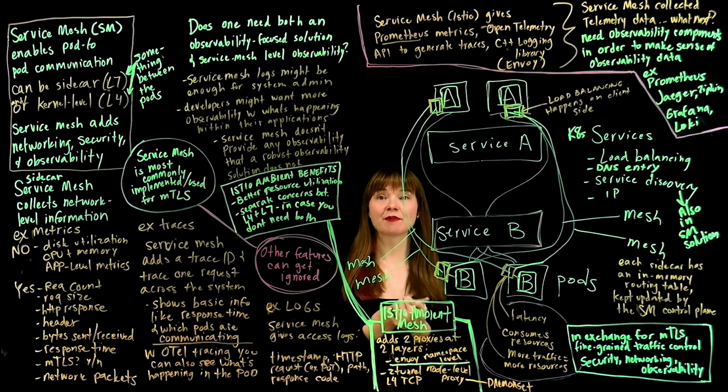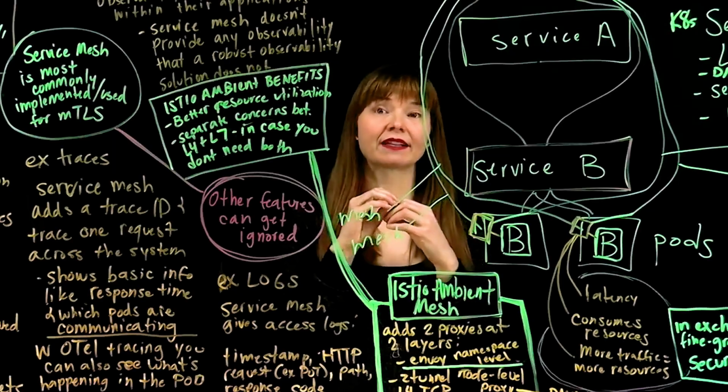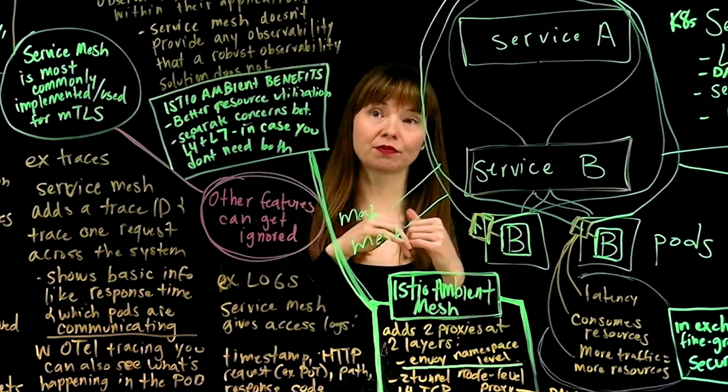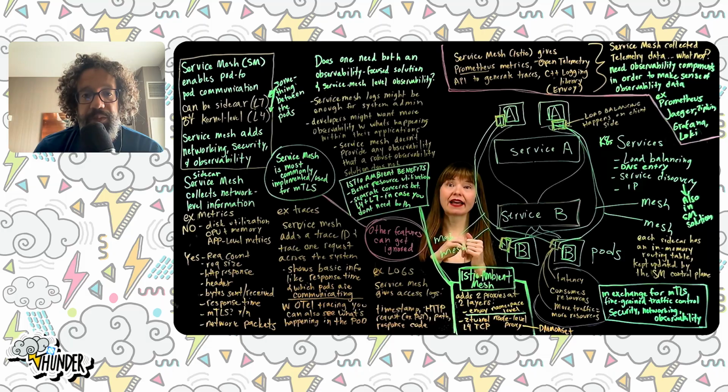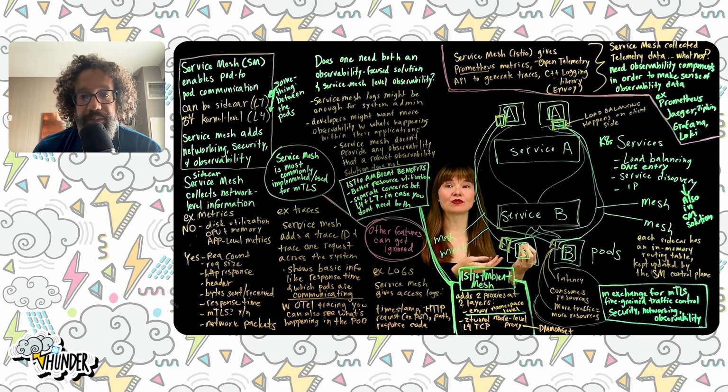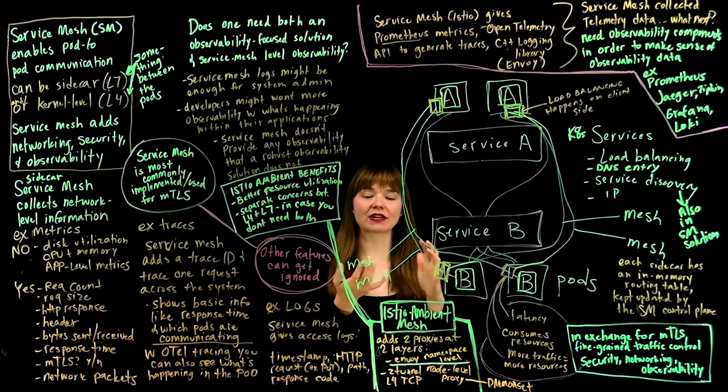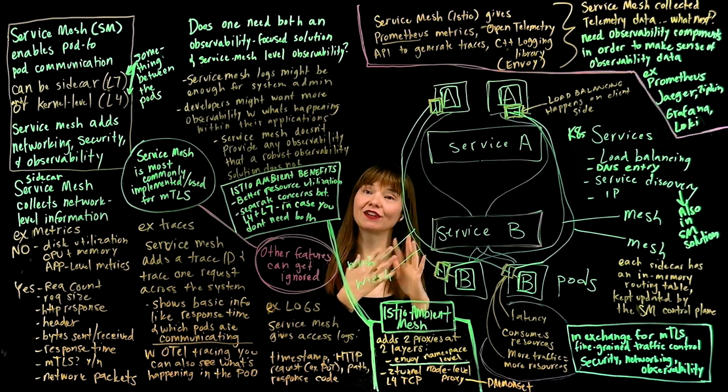Sidecars enable pods to talk directly to one another instead of going through Kubernetes services. And the reason to do that is that you could add security features, you could add more advanced network routing, and you can add observability. Is that a good recap? Correct. That's a very good recap, yes.